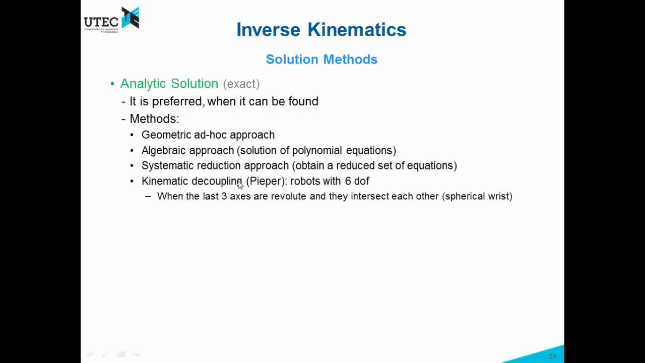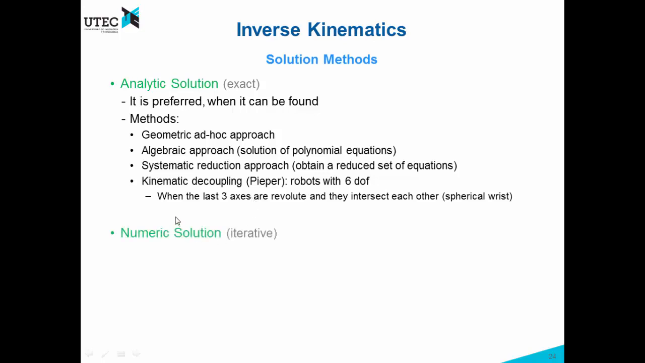Or we can do some kinematic decoupling, which is called the Pieper decoupling for robots with 6 degrees of freedom. This can be done when the last 3 axes are revolute and they intersect each other. So in this case, we compute the inverse kinematics for the first 3 axes using only position, and then for the last 3 axes using only orientation.